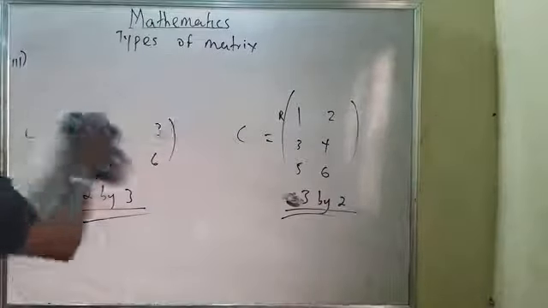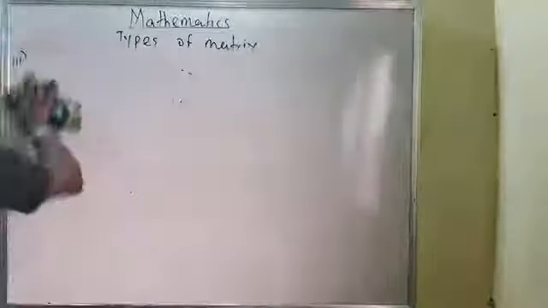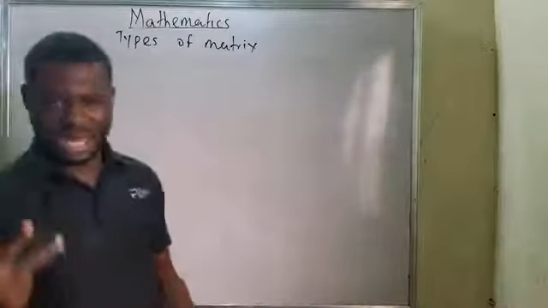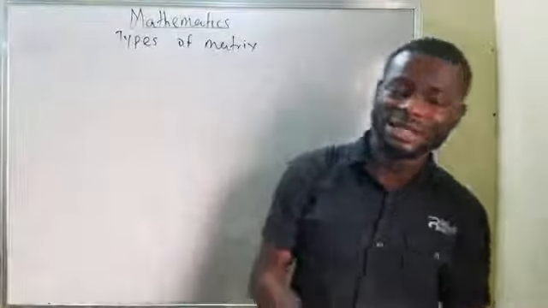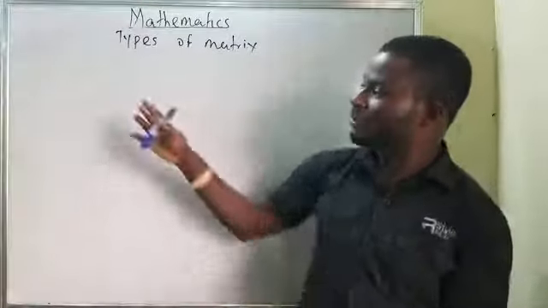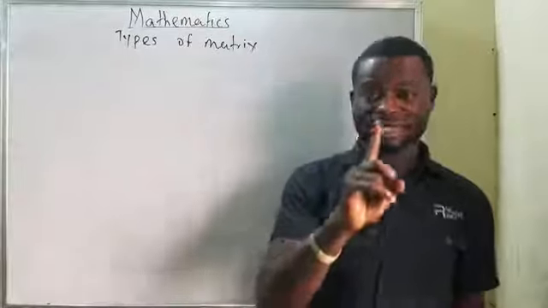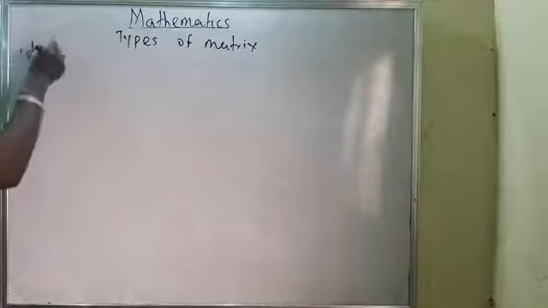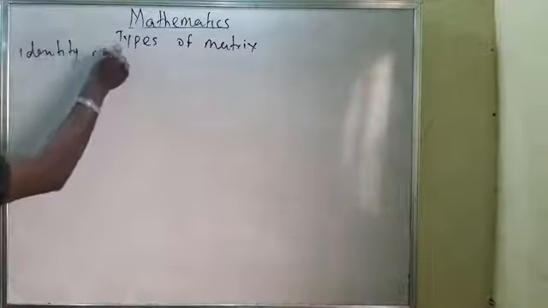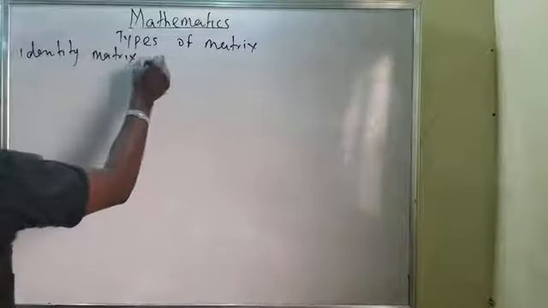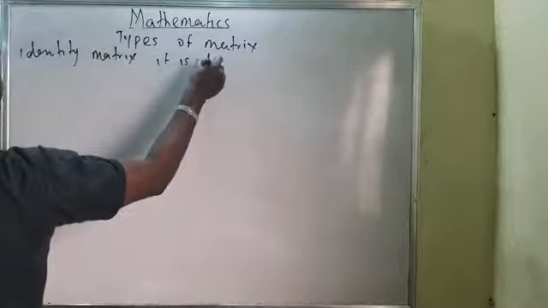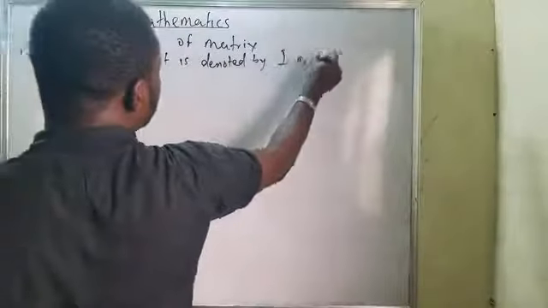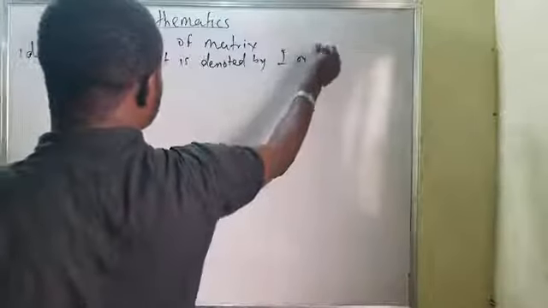Now, let me talk about the last one. We'll be talking about the identity matrix. When you find the determinant of such a matrix, it will lead you back to a value which is a scalar. Take note of that. The identity matrix is denoted by I, or a smaller i, or any form of I.